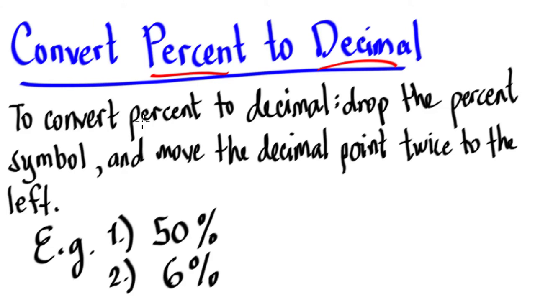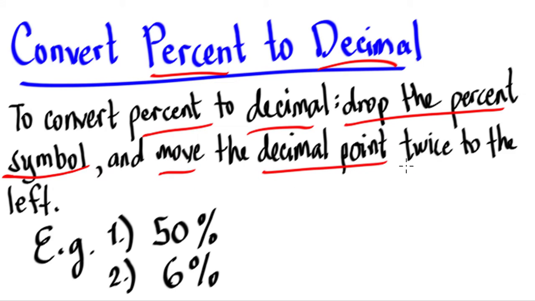Okay, so to convert percent to decimal, what we need to do first is to drop the percent symbol like in the previous lesson and then move the decimal point twice to the left. Okay, twice going to the left. So that's how we're going to do it.